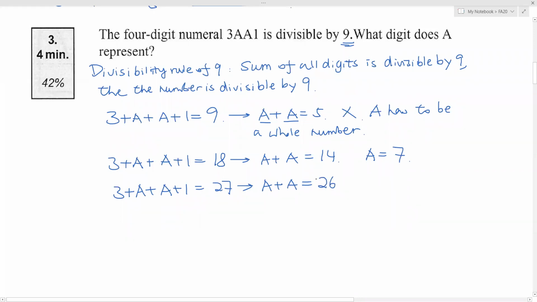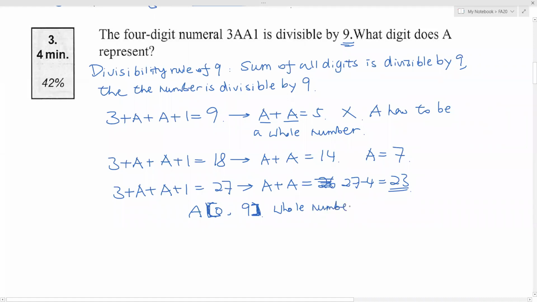From 0 to 9. So with 27, A would not be a whole number. A has to be a whole number between 0 and 9, so A has to be somewhere there. Actually, I'm going to use a bracket because it's inclusive. Inclusive means A can actually be 0 or 9. So A has to be a whole number within this bracket.